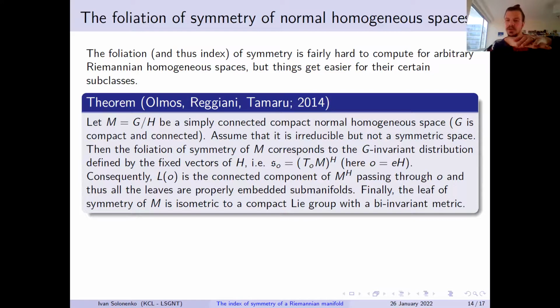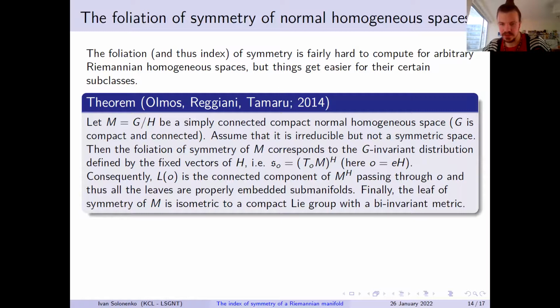This is some subspace of T_oM. And then you just translate it by the action of G to give a distribution on your manifold M. It will be an integrable distribution, and it will be precisely your distribution of symmetry. So its integral submanifolds will be the leaves of symmetry. But there is more to it.